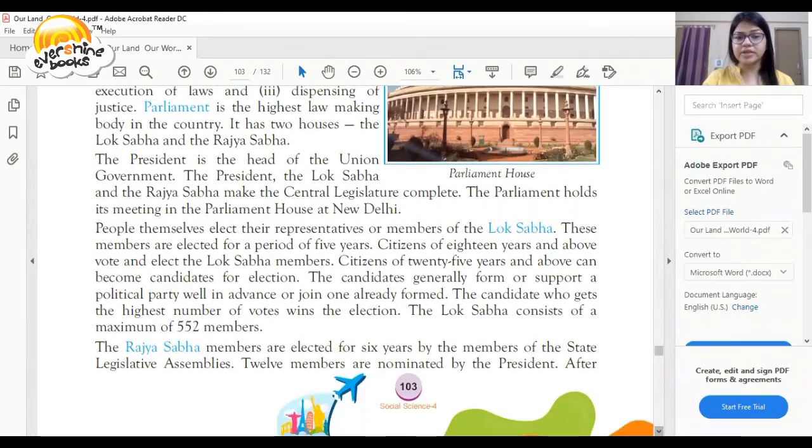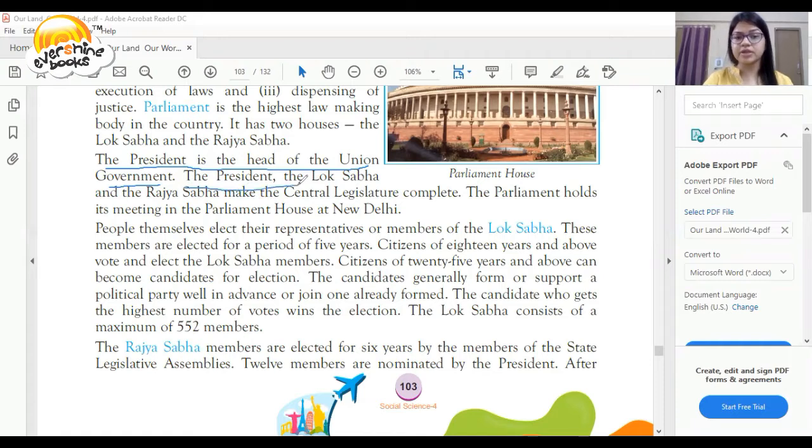The president is the head of the union government. President क्या है? राष्ट्रपति यूनियन गवर्नमेंट के हेड हैं. Again, this is a very important question. Who is the head of union government? So the answer is the president is the head of union government.